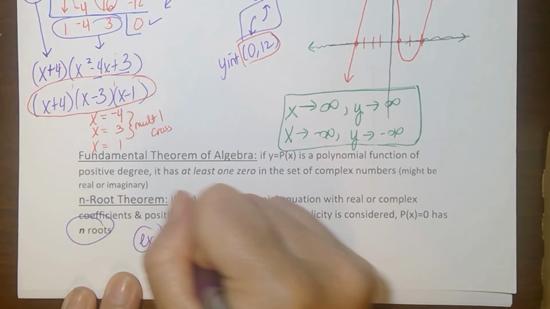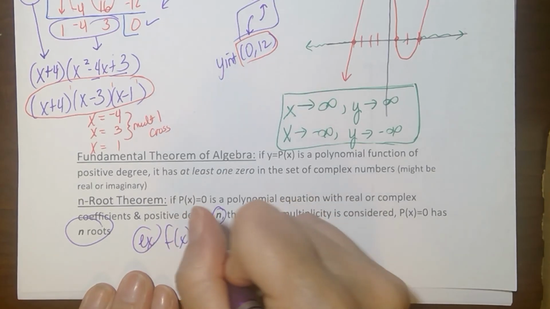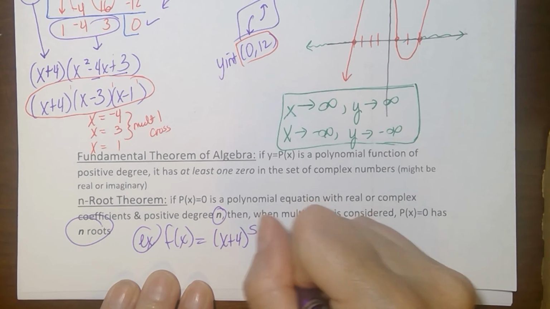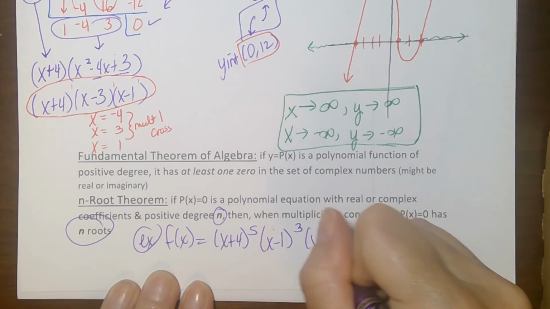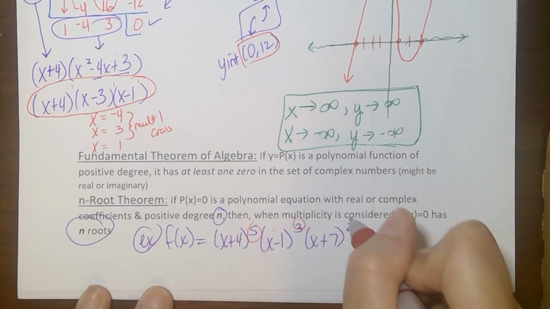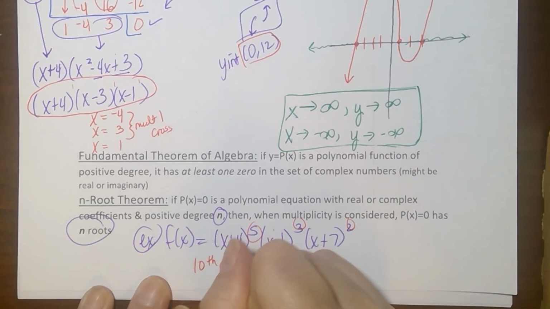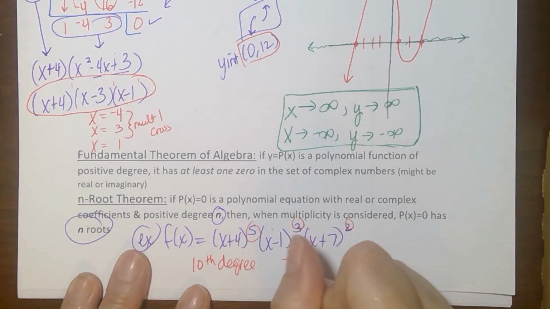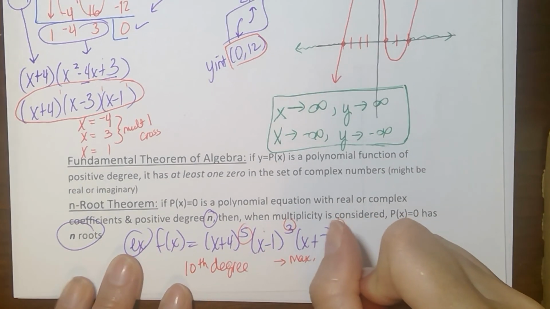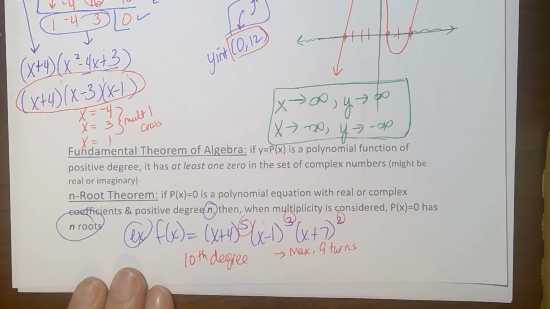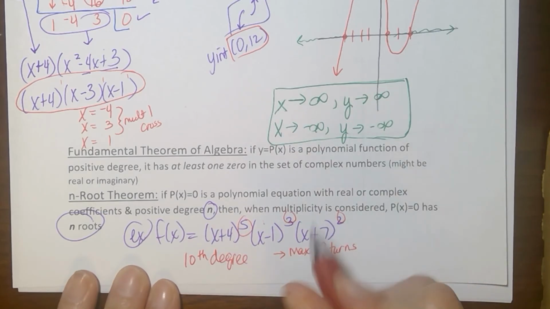For example, let's take the polynomial function f of x, and I'm just going to make it big. We're going to have (x plus 4) to the 5th, (x minus 1) cubed, and (x plus 7) squared. What degree polynomial is that? Well, if I add up my exponents, that is a 10th degree polynomial. That degree tells us a couple of things. It tells us that we have a maximum number of 9 turns when we look at the graph. It can't turn more than 9 times. It can turn up to 9 times, but it doesn't have to.